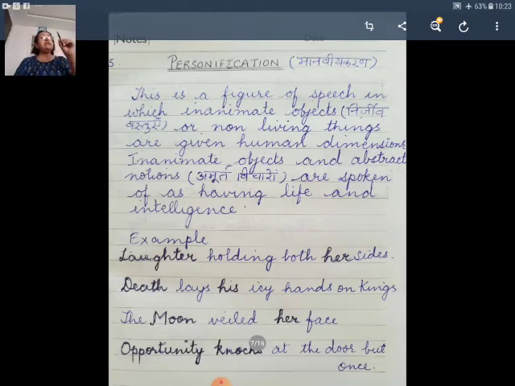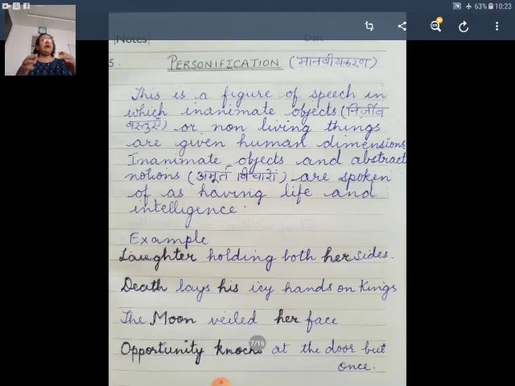Death lays his icy hands on kings. Death is seen as a person, which is here, death is his. That means he is laying his icy, chilled hands on kings. Death is seen as a human being, as a person who is laying icy hands on kings. Now, death is not a human being, but the poet has given the human qualities to death, to this concept.